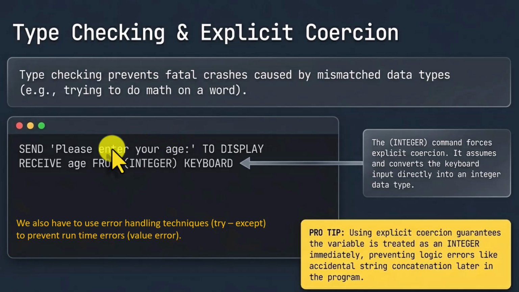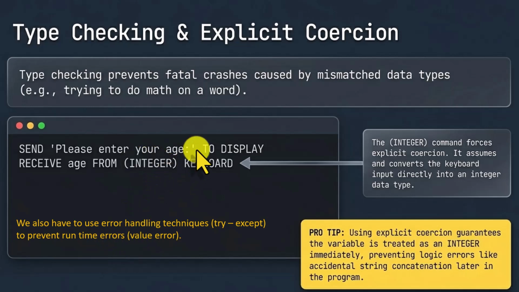So in pseudocode we do it this way, saying please enter your age to display, and receive age from keyboard, and before keyboard here we have written integer. It means whatever the user entered, the input is originally a string, so you are telling it to change it to integer and store it inside age. Now after this we can perform mathematical operations on it. So the integer command forces an explicit coercion. It converts the keyboard input directly into an integer data type.